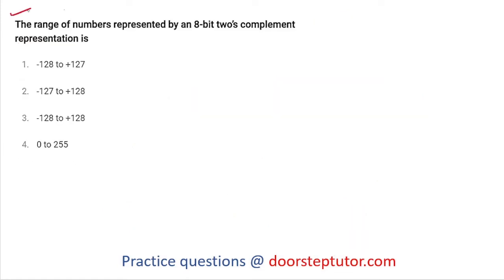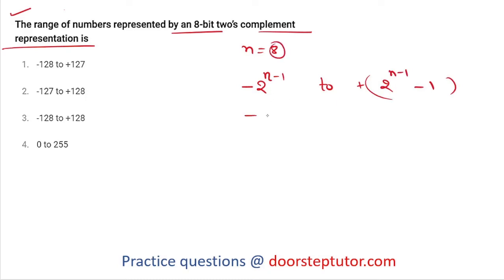Next question is: the range of numbers represented by 8-bit 2's complement representation is. So here n value is 8, and it is asking us about the range of the 2's complement representation. We know the range is between minus 2 to the power n minus 1 to plus 2 to the power n minus 1, minus 1. So for 8 bits, it is going to be minus 2 to the power 7 to plus 2 to the power 7 minus 1. 2 to the power 7 is 128. So it is between minus 128 to plus 127. So the correct option is the first option.